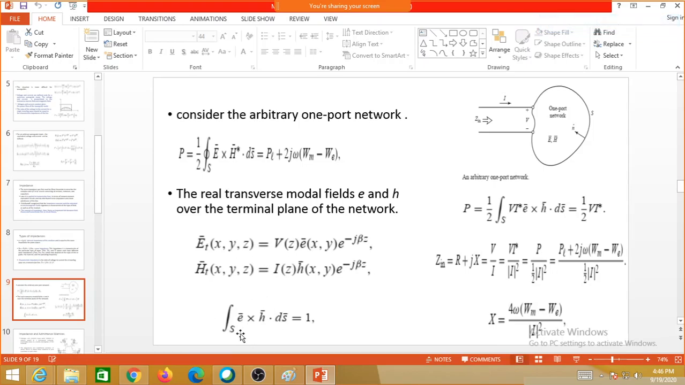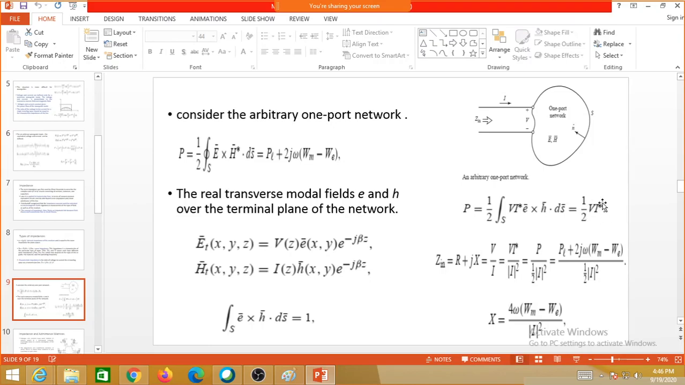Okay, so now we assume that E cross H into dS over the closed surface is normalized to a value equal to 1. Now apply the same to calculate the impedance. Take this power equation and put the E and H values here. So P equals half into V into I, and since we have assumed the E and H into dS to be 1, the power becomes half into V into I star.